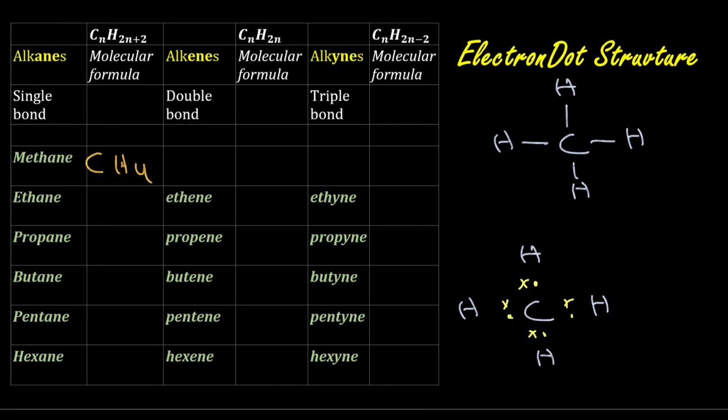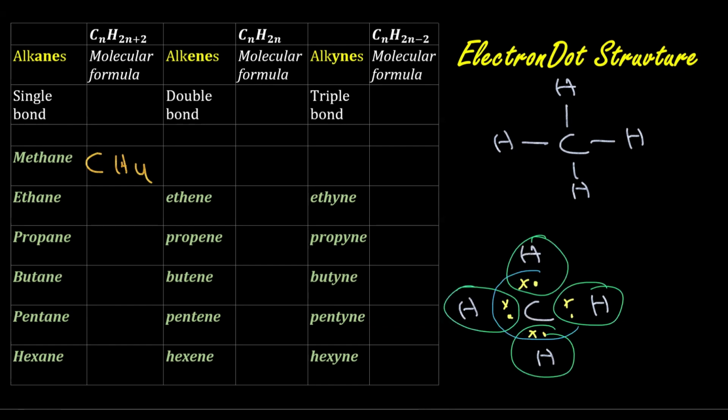So what you can understand from here is that this hydrogen needs two electrons, this hydrogen, and this hydrogen. And the carbon needs 8 electrons and it gets 8 electrons. So this is the structure of methane, that is CH4.